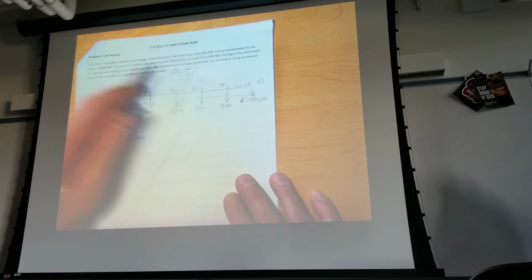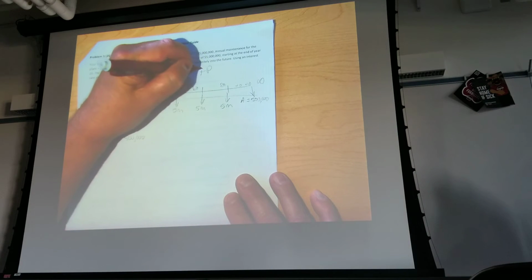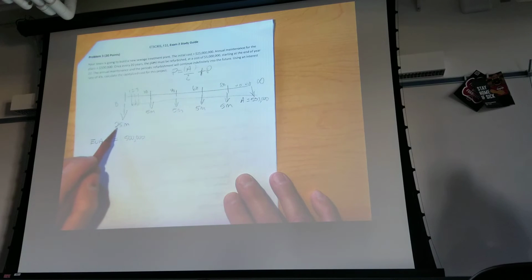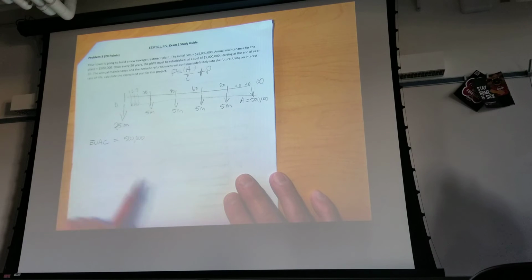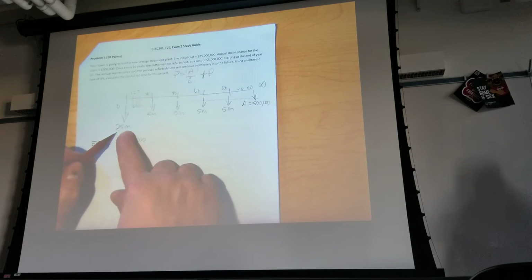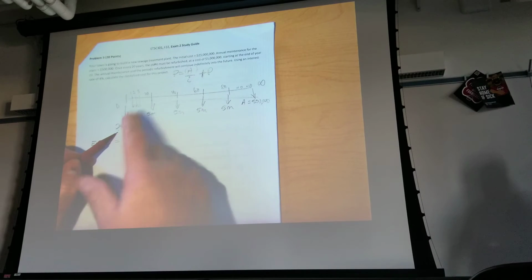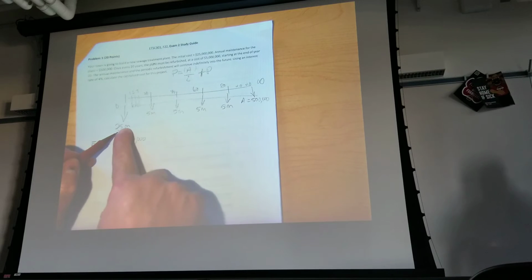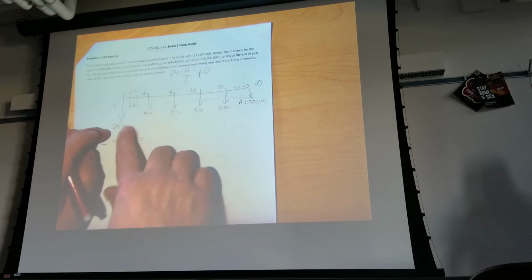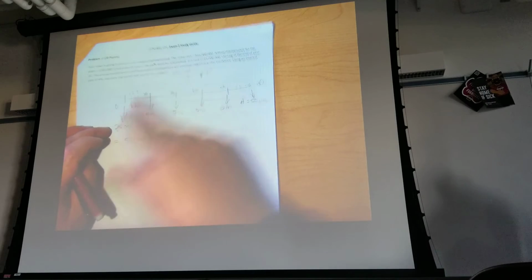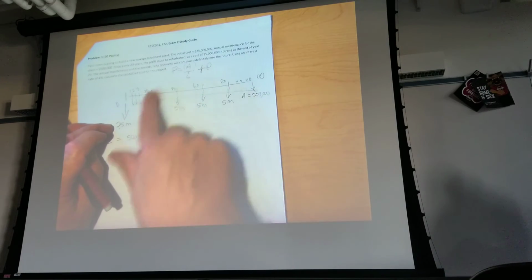I should mention plus P, 25 million. Okay, so we don't need to find the annual value of that because they're asking us for P, and that part's already P. So don't try to make P because it's already P, right? But this stuff we need to find A.